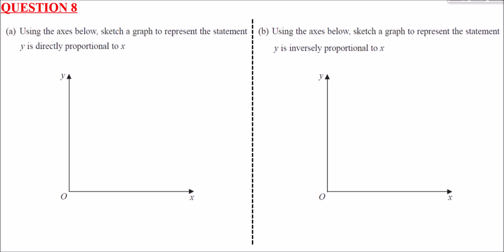So something like this would get you the marks. Any straight line could be steeper, could be less steep. As long as it goes through the origin, that's absolutely fine.